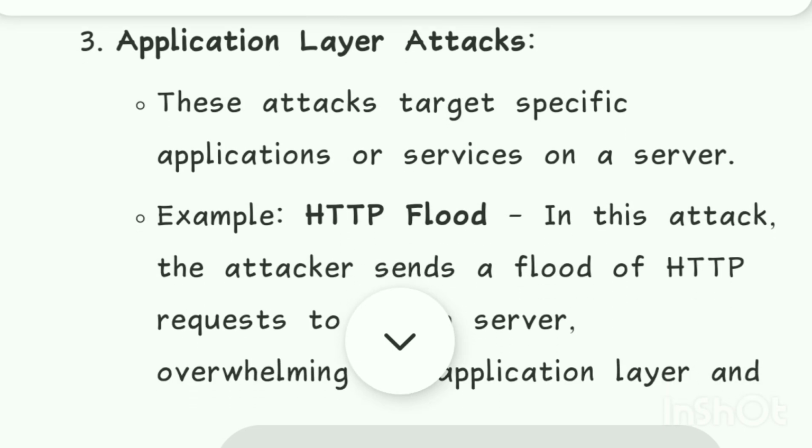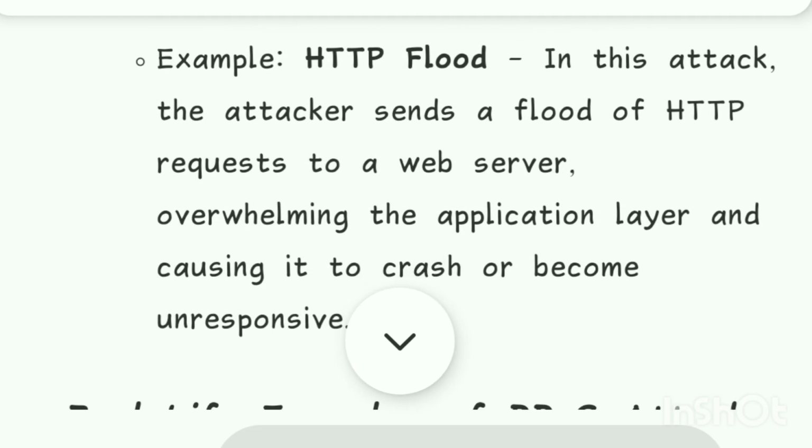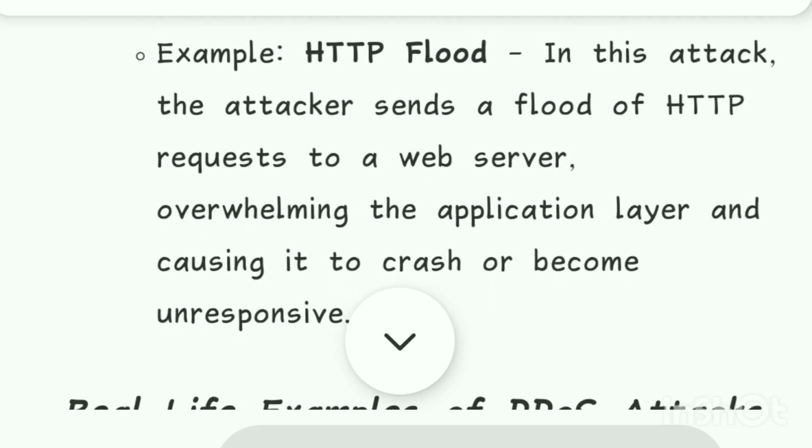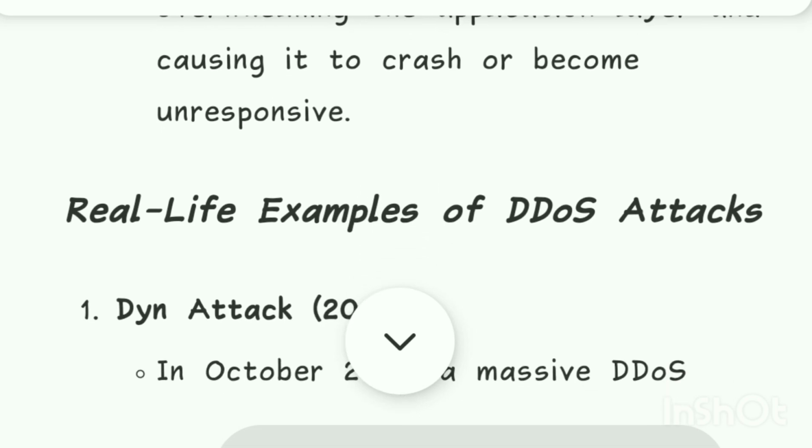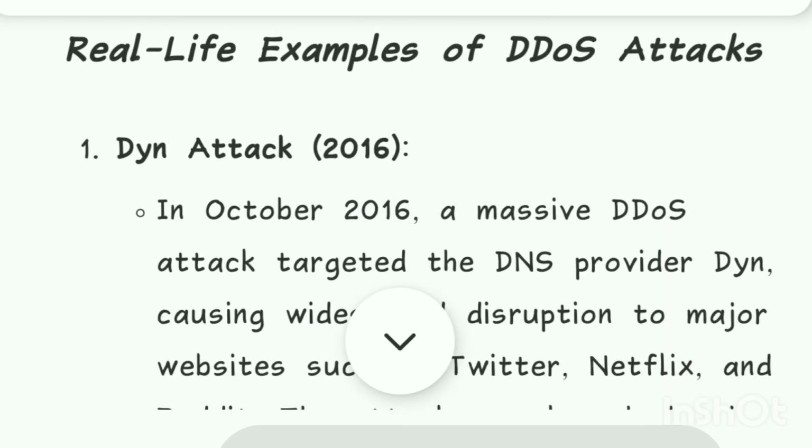3. Application layer attacks. These attacks target specific applications or services on a server. Example, HTTP flood. In this attack, the attacker sends a flood of HTTP requests to a web server, overwhelming the application layer and causing it to crash or become unresponsive. Real-life examples of DDoS attacks.